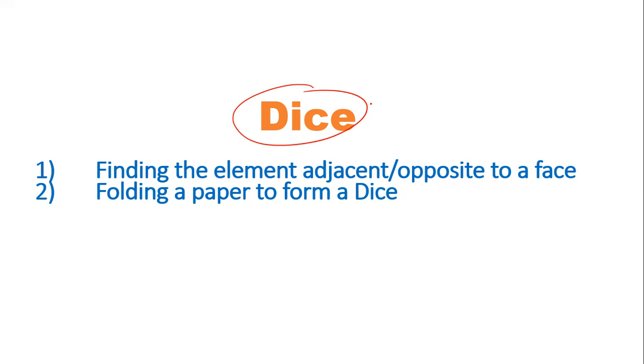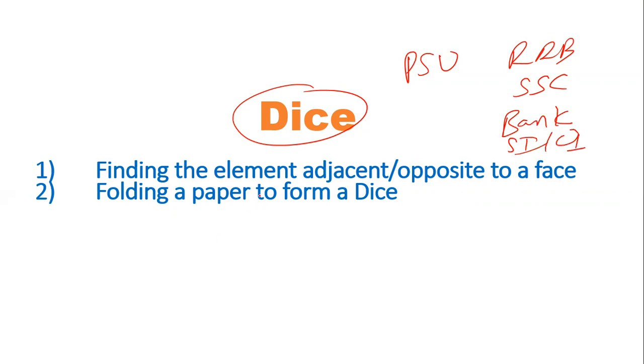Earlier, people used to ask questions from this topic called dice in PSU exams like RRB, SSC, banking industry like bank POs, bank clerks, SI and constable exams. But now in the last 2 years, people have started asking these questions in IT recruitment as well. Like TCS has included questions from dice in the last year in their NQT exam.